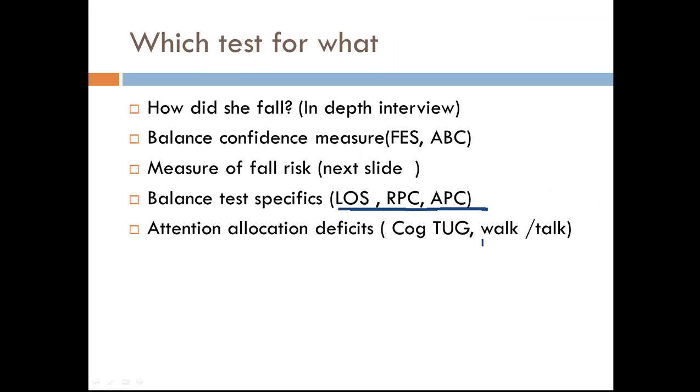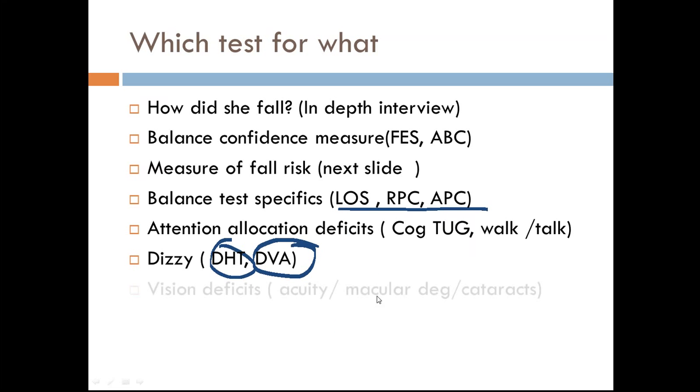Attention allocation, how you would test for that. There's a thing called a cognitive TUG, and there's a thing called a walk and talk test. So there's actual standardized tests out there to look for it. How do I measure dizzy? I might use a Dix-Hallpike test, or a dynamic visual acuity. Not going to spend time on that right now, but again, standardized tests. And vision deficits, we're going to talk about acuity, macular degeneration, cataracts, and are there any standardized tests? Again, I'm not an OT, but maybe there's some things you're going to add to that list.